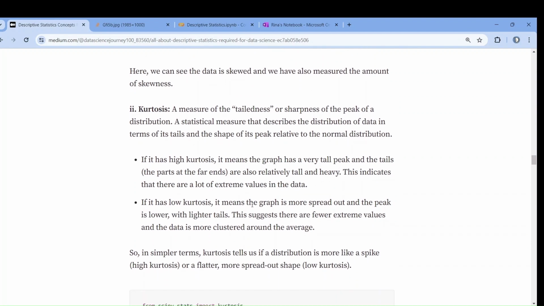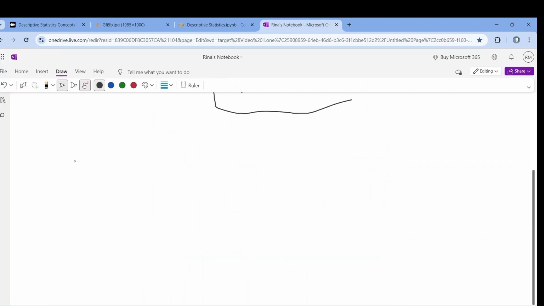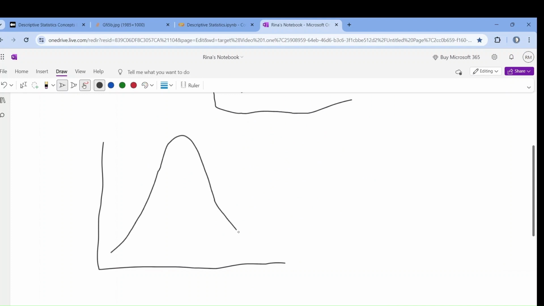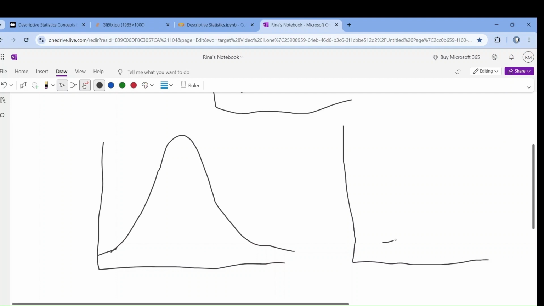But if it has low kurtosis, that means the graph is more spread out. Let me show you. If it looks like this one, that means this tail is longer and this one is also longer, and it is also highly peaked. Then you can see this is high kurtosis. But if the tail is short and it doesn't have a high peak, then it may be called low kurtosis.